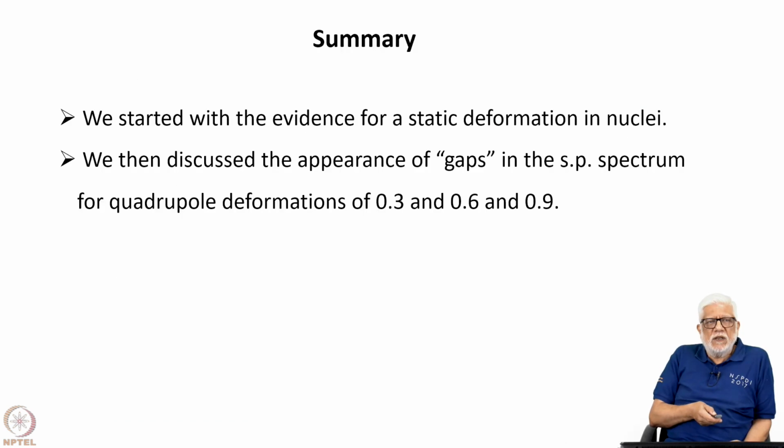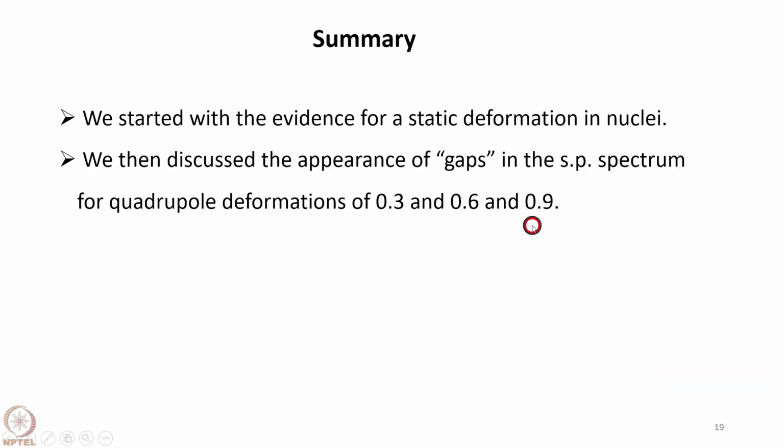Okay, so in summary, we started with the evidence for static deformation, and we saw how gaps appear in the single particle spectrum in a deformed nucleus for quadrupole deformations of 0.3, 0.6, and then the hyper deformed case of 0.9 as well. Okay, so I think I'll stop here. Thank you.